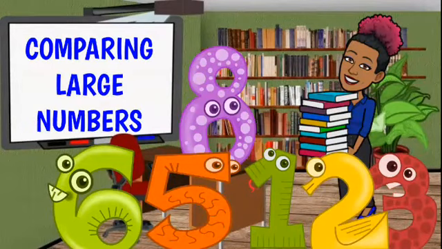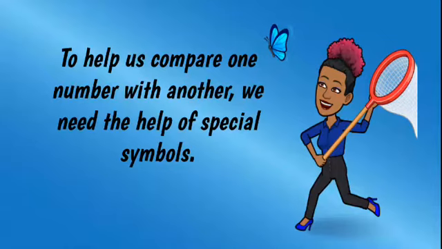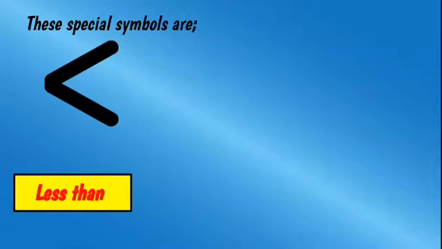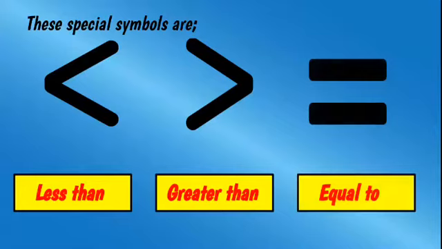Comparing large numbers. Comparing numbers is recognizing a number and its value in relation to another number and its value. To help us compare one number with another, we need the help of special symbols. These symbols are the less than, the greater than, and the equal to symbols.